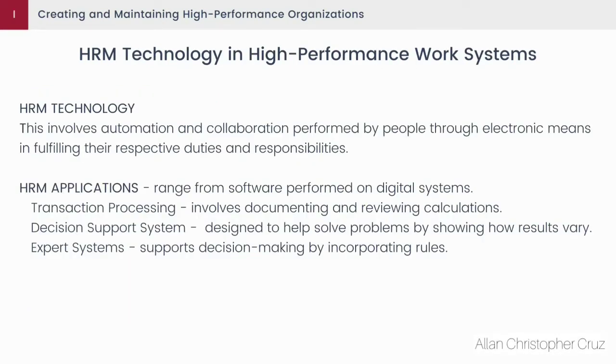Let us next discuss HRM technology in high-performance work systems. HRM technology, through new technology, involves automation and collaboration, that is, using equipment and information processing to perform activities that have been performed by people and facilitating electronic communication between them. Using automation can free HRM experts to concentrate on ways to determine how human resource management can help the organization meet its goals, so technology can also make the function more valuable.